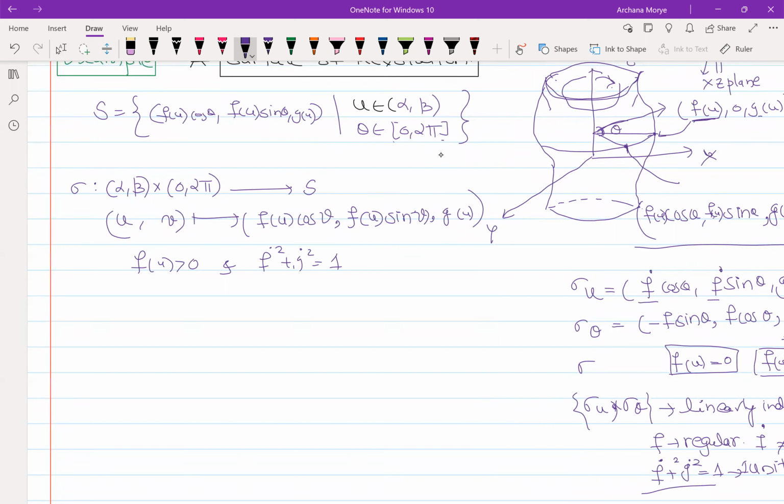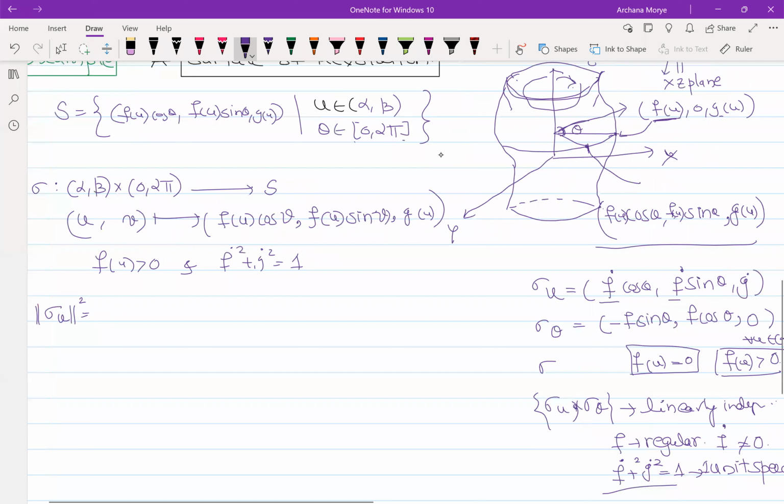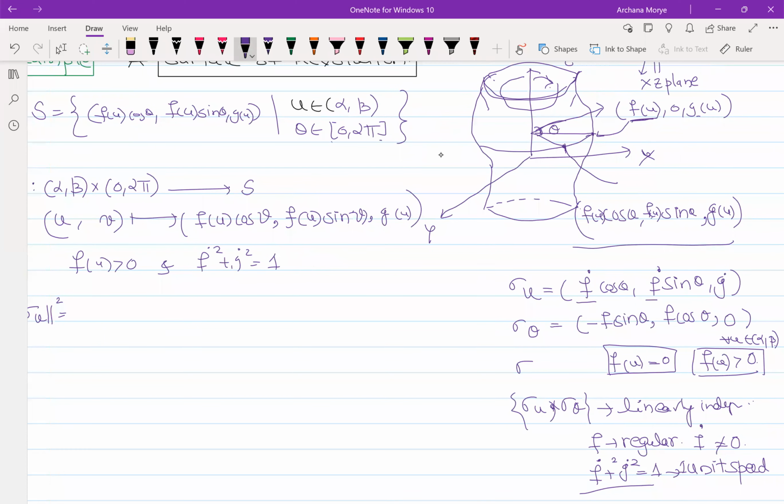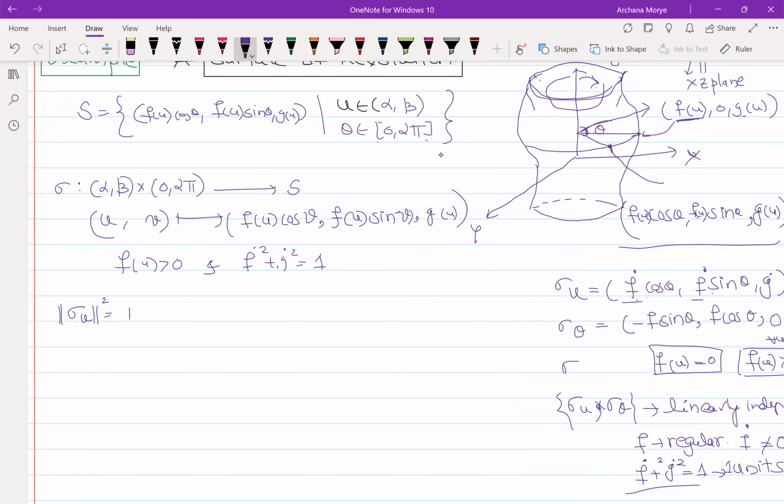So now let us calculate the first fundamental form. For this, we need to calculate the norm of sigma u. We have to add these two, right? So what will you get? The norm of sigma u square will be d square plus d square plus d square, right? So what will you get? 1, that is correct.